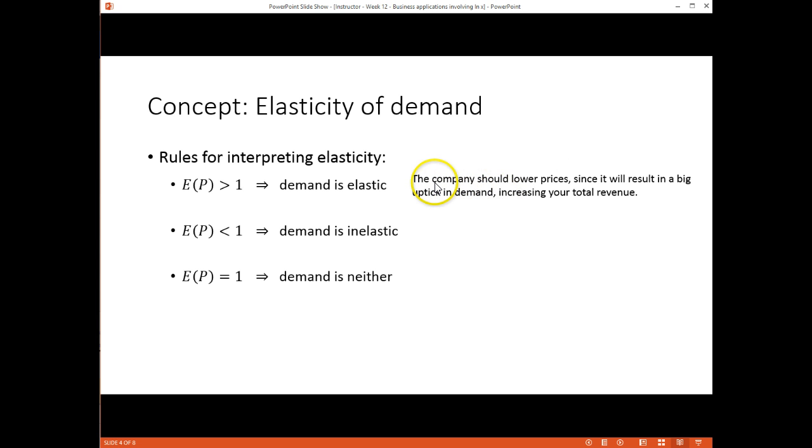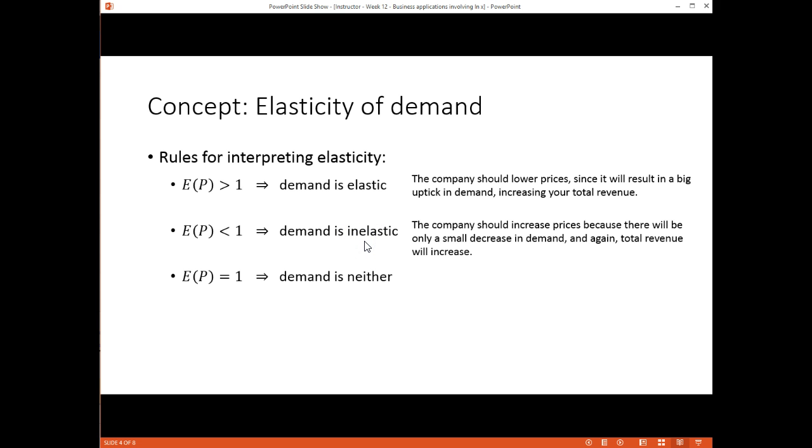Think about it. If my numerator is 10 and my denominator is 1, that means the demand is going to fluctuate hugely with a small change in price. So if I lower the price just a very small amount, then the demand is going to jump. The lowering in price is not going to affect the overall revenue as much as the demand increasing will. Inversely, if my E of P is less than 1, that means the demand is inelastic.